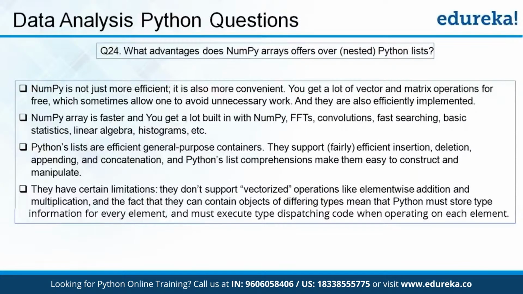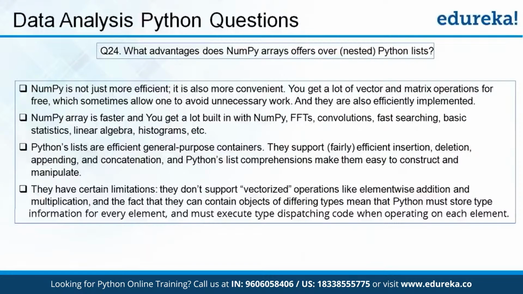So you get a lot of vector and matrix operations, so that you can avoid unnecessary work of recreating those vector operations. NumPy array is faster. You get a lot built in with NumPy: FFTs, convolution, searching, linear algebra, histograms, etc. You've got a whole lot of stuff which is included.